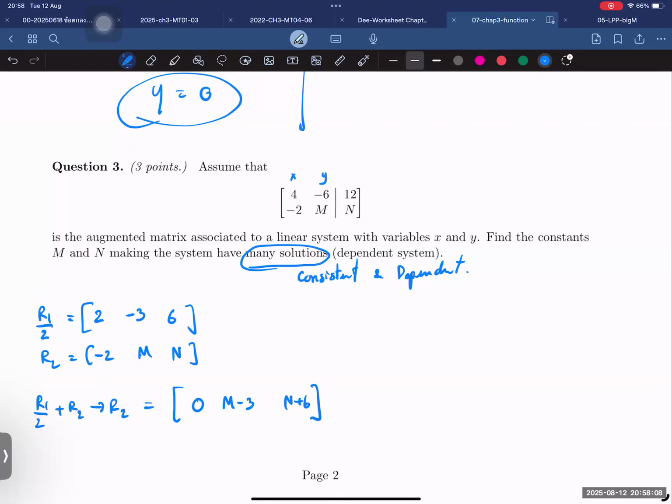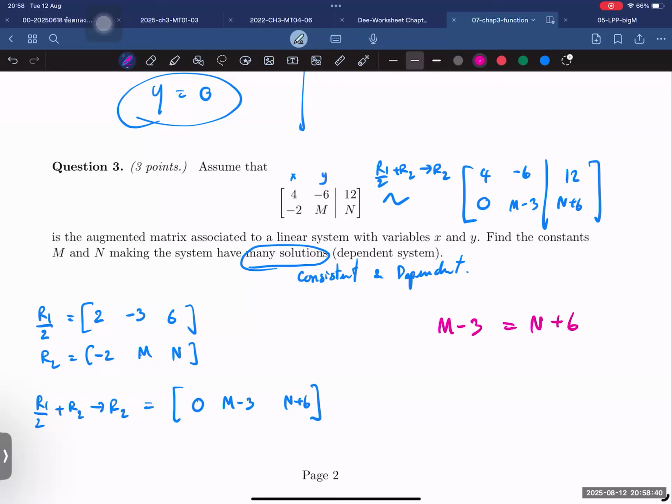Okay, so if the augmented, so this is equivalent to R1 divided by 2 plus R2, put it back to R2. So what do we get is 4, minus 6, 12, and we got 0, m minus 3, n plus 6. So if you want infinitely many solutions, it means that m minus 3 must be equal to n plus 6. And both of them must be equal to 0.